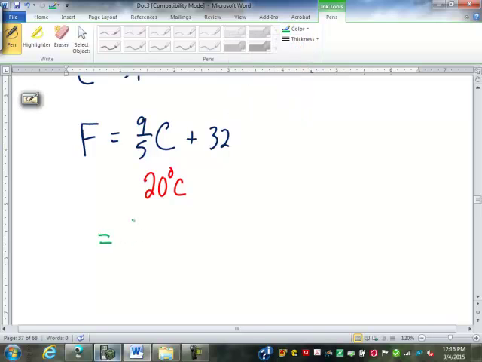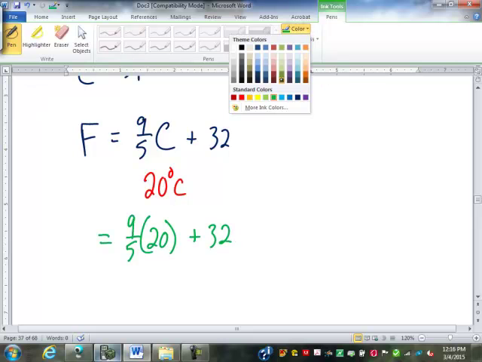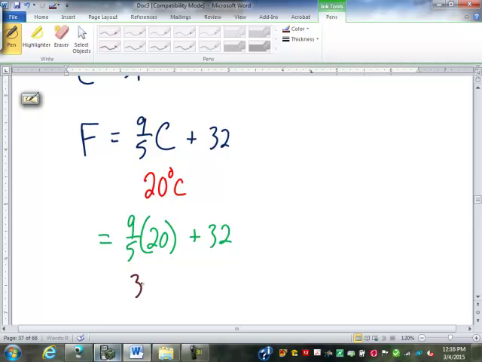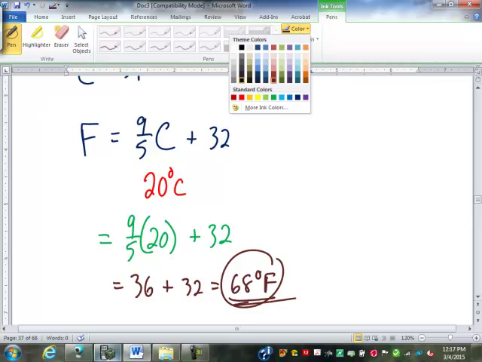Well, let's do the conversion. We'll put 20 in there for the degrees Celsius. It's going to be 9/5 times 20 is 36. Plus 32 is 68 degrees. So 20 degrees Celsius is 68 degrees Fahrenheit. I would take that right about now.